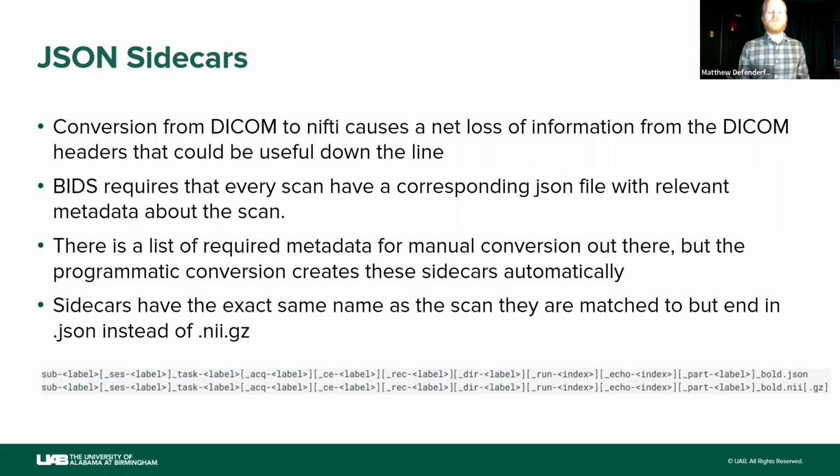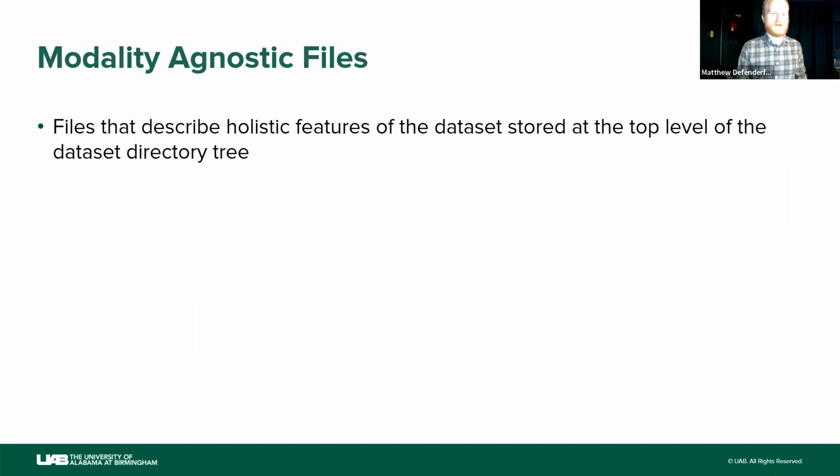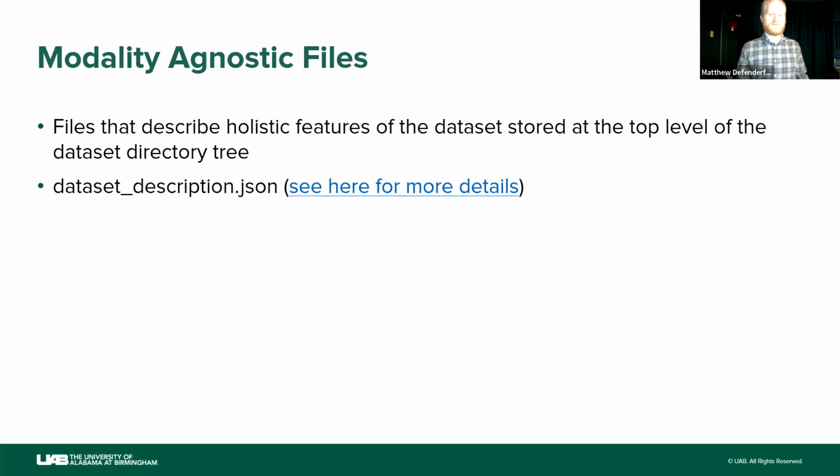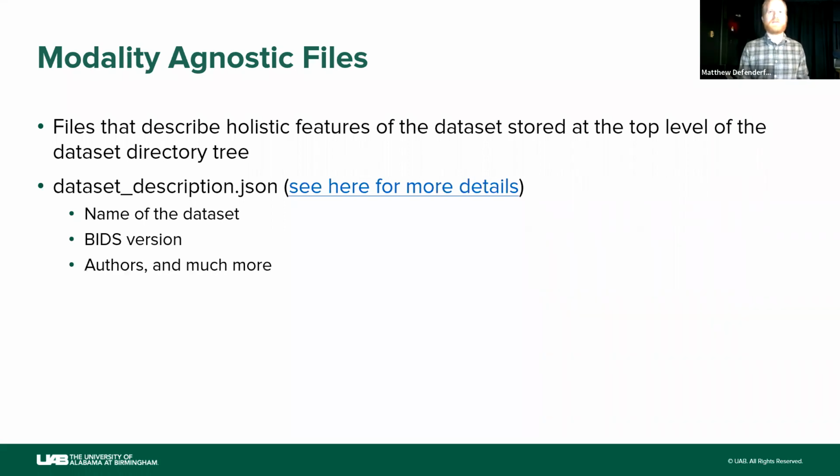As well as having these modality specific files, we also have modality agnostic files. These are files that describe holistic features of the data set, stored at the top level of the data set directory tree. So these include the data set description, which I've got a link there for more details on that description file. Inside the data set description, there's things like the name of the data set, the BIDS version, authors, acknowledgements, the DOI number, basically any sort of descriptive information about the data set or any papers that it was used in, and anything else goes in this dataset_description.json file.